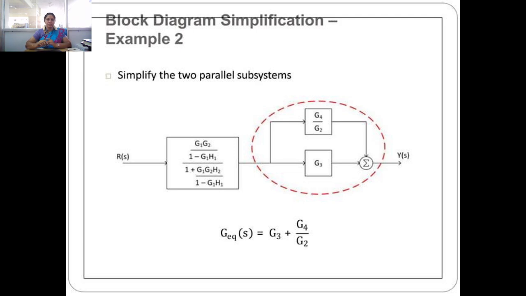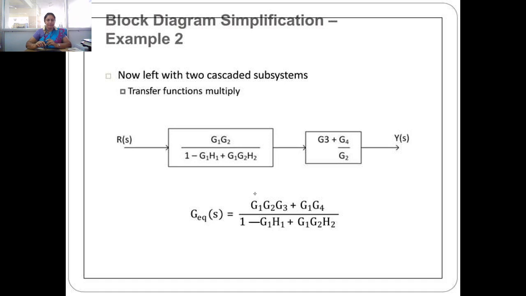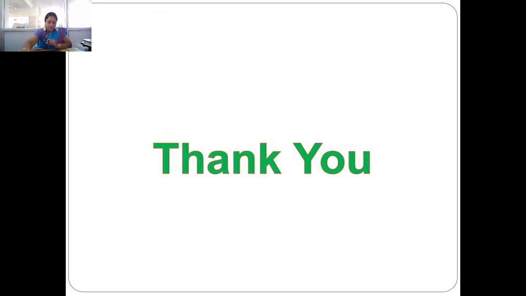And next one, this is your parallel path. So G2 plus G3, G4 divided by G2 plus G3. Have to simplify: G2 into G3 plus G4 whole divided by G2. And finally, how to find the transfer function: Y(s) divided by R(s) is equal to G1 G2 G3 plus G4. That is, we have to simplify G1 G2 G3 plus G1 G4 whole divided by 1 minus G1 H1 plus G1 G2 H2. Okay, thank you.